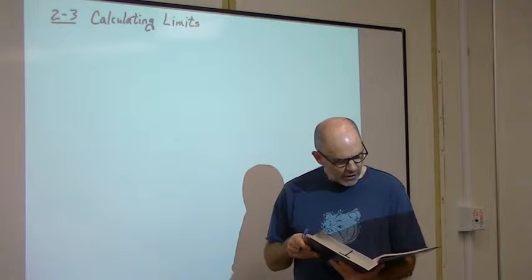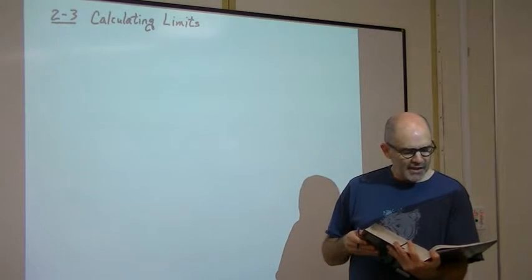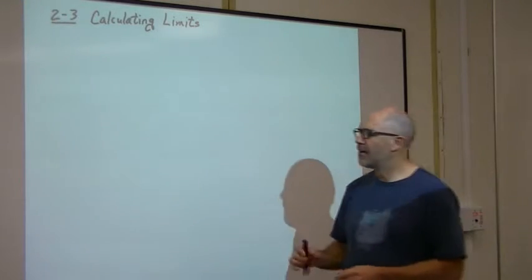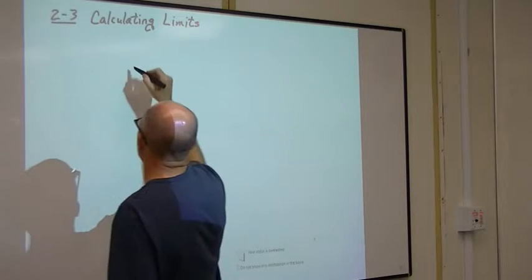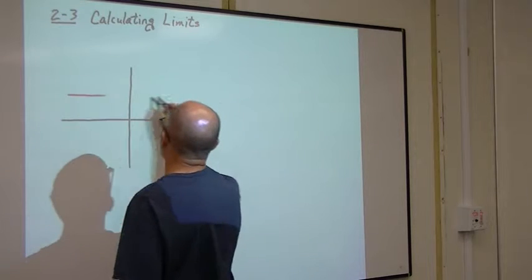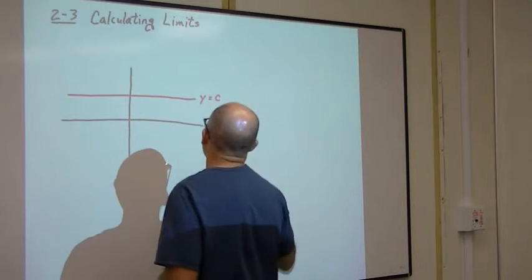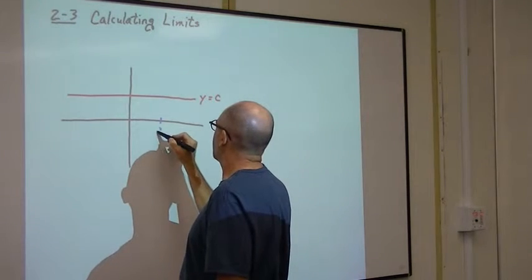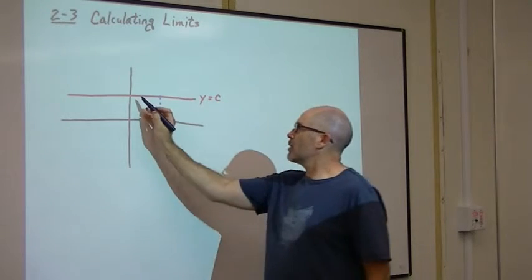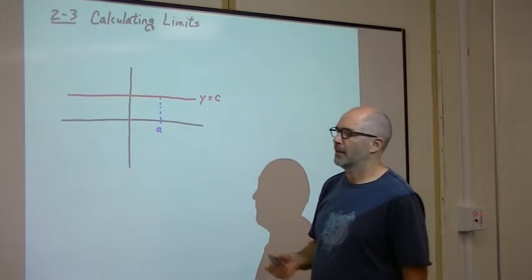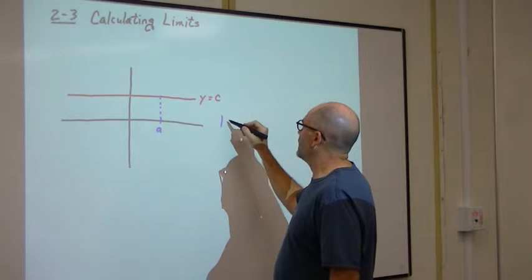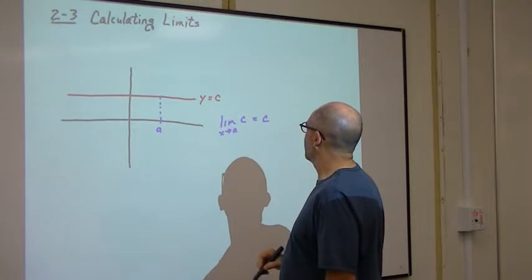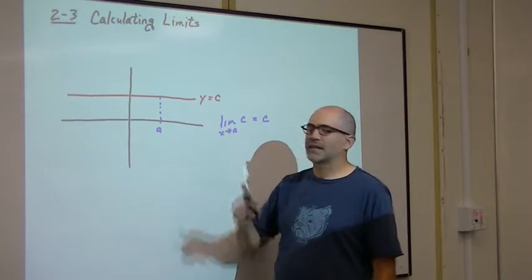Okay, limit laws 7, 8, 9, 10 are pretty simple. The limit as x approaches a of c equals c. Let's take a look at that graphically. If I have a function y equals c, so here's my function y equals c. Now, if I want the limit of this function at some value a, so here's my a value. Well, as x approaches a from the right and the left, what value am I getting? C. So that means the limit as x approaches a of c equals c. Because wherever I approach, this thing's going to equal c.